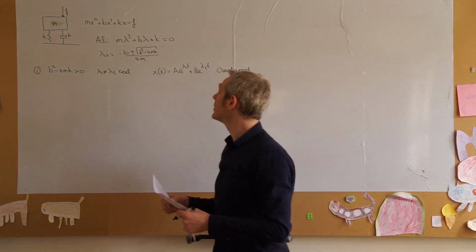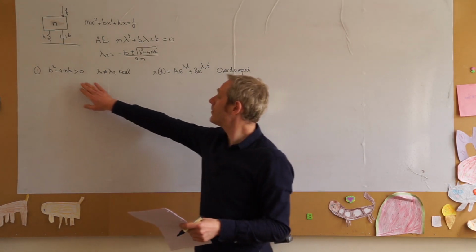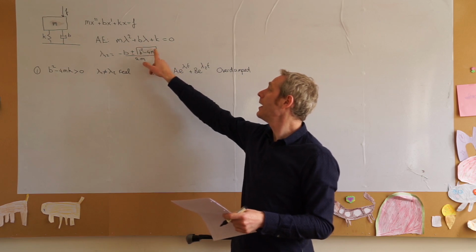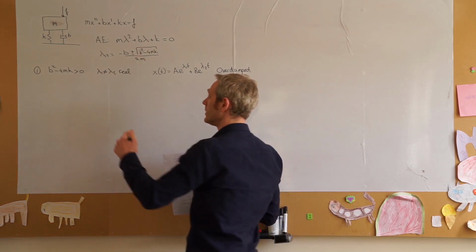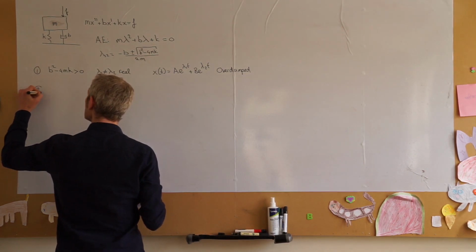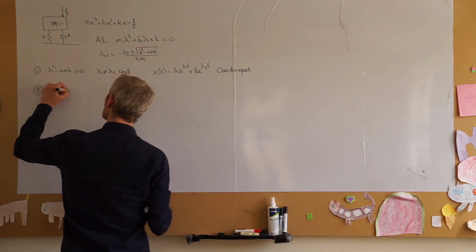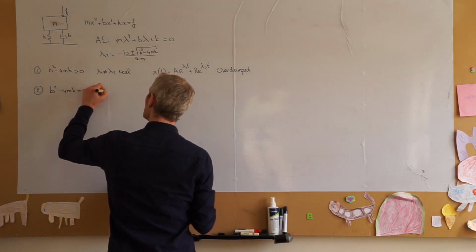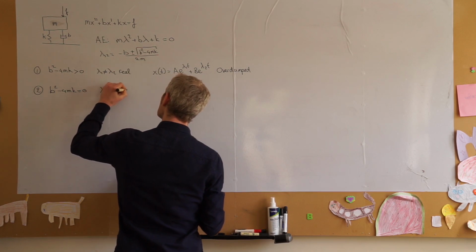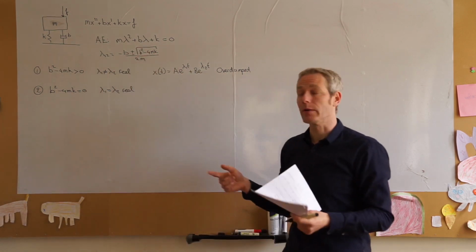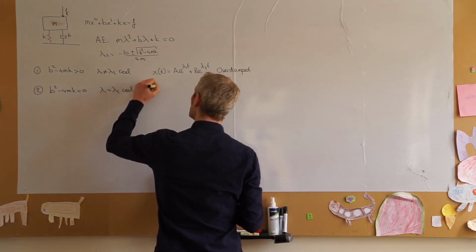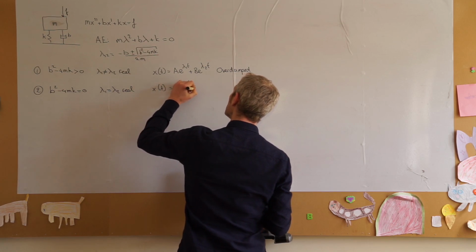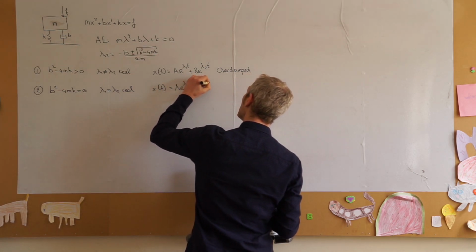Now the second situation is where this is exactly equal to 0, so where b squared is equal to 4mk, and this root disappears because its argument is 0. Then we get two roots which are the same, and they're still real values because we don't get the square root of a negative number, and we found the solution to be x(t) is equal to a e to the power of lambda 1 t plus b times t e to the power of lambda 1 t.